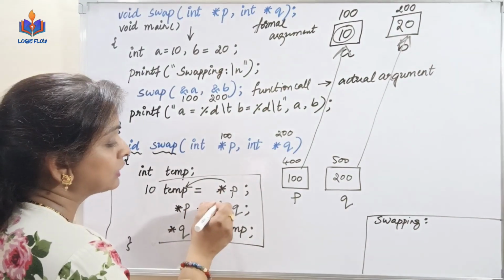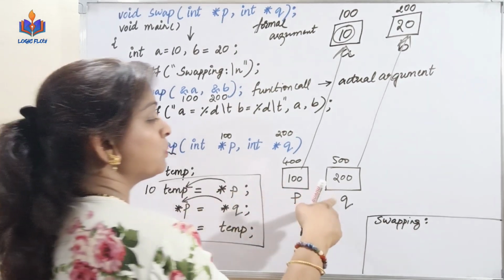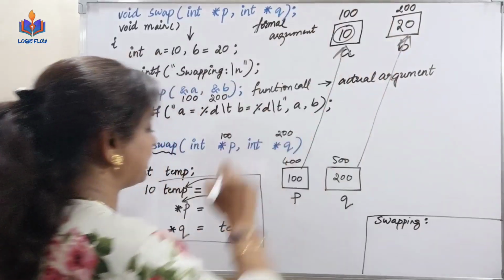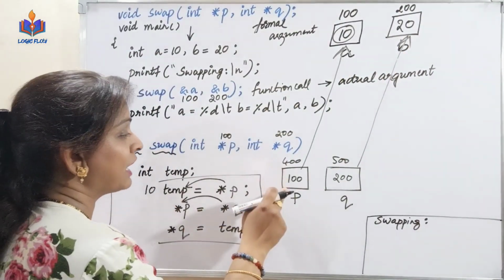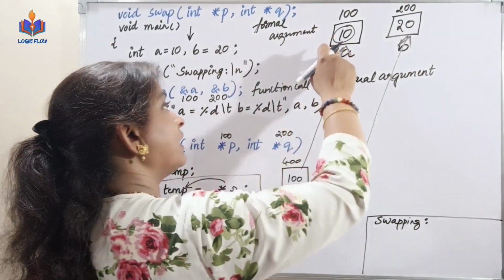Then value at the location q, store it in the value at the location p. Q is pointing to 200. Value at the location 200 is 20. Store that in the value at the location pointed to by P. P is pointing to 100.